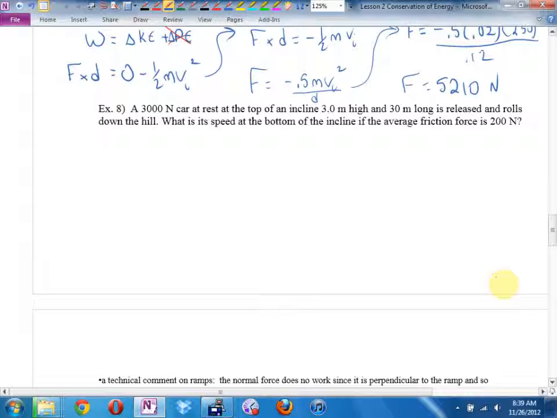Example 8 says a 3,000 Newton car at rest. Hey, that's probably important. Oh, and you'll notice, Ben, they didn't give me the mass of the car. They gave me the weight of the car because it doesn't say 3,000 kilograms. What does it say? 3,000 what? That's the mg. I guess they've done that already. That's nice of them. At the top of an incline 3 meters high and 30 meters long is released and rolls down the hill. What is its speed at the bottom of the incline if the average friction force is 200 newtons?